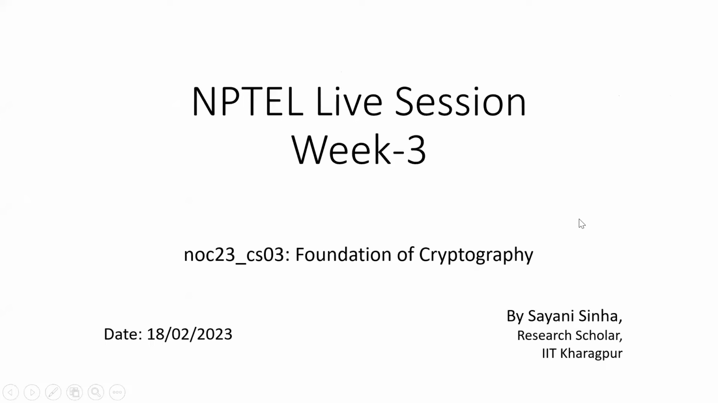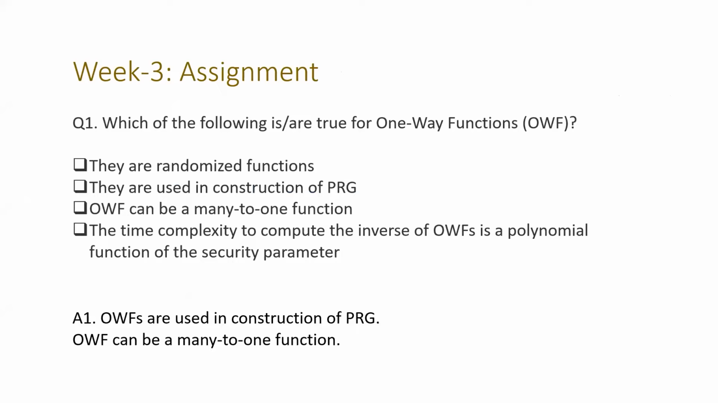So let me first discuss the assignments which were posted on the NPTEL website last week, that is week 3. The first assignment question was: which of the following is or are true for one-way functions? As we were discussing last week, the given options are: they are randomized functions; they are used in construction of PRG; OWF can be a many-to-one function; and the time complexity to compute the inverse of OWFs is a polynomial function of the security parameter.